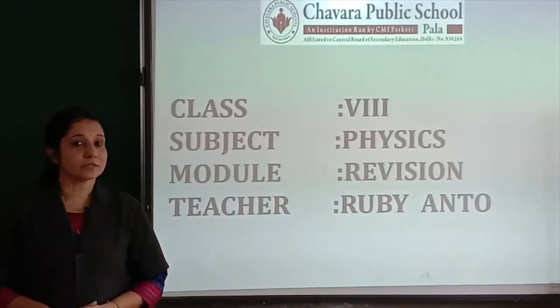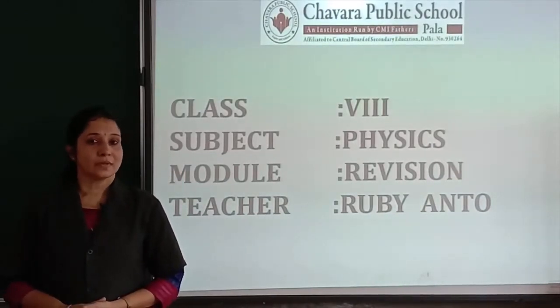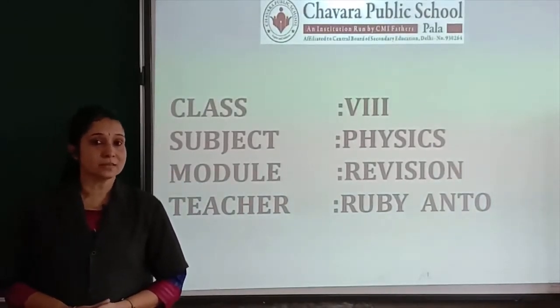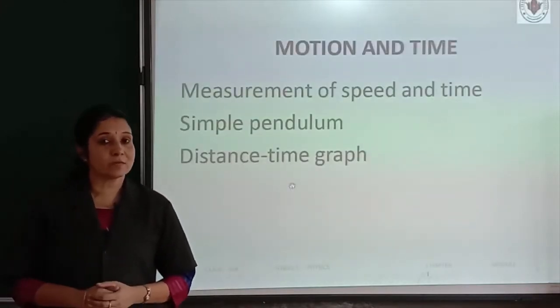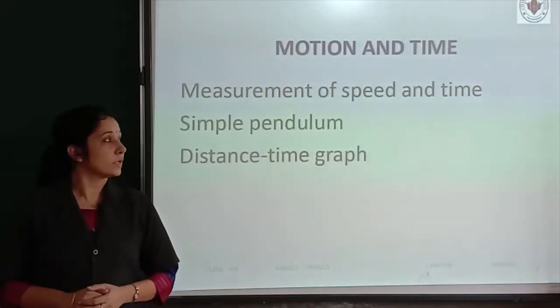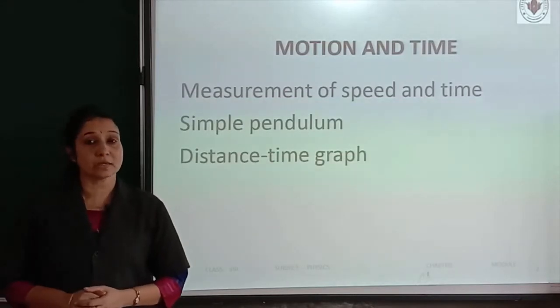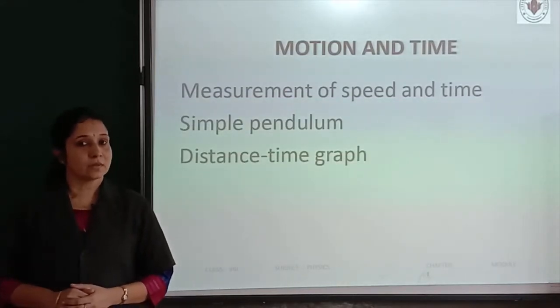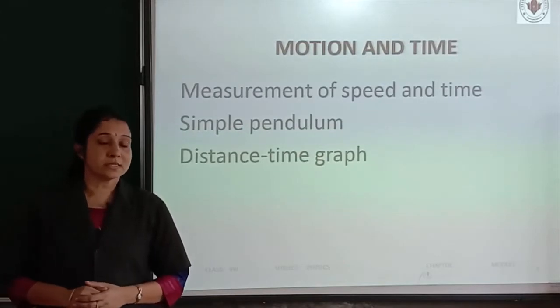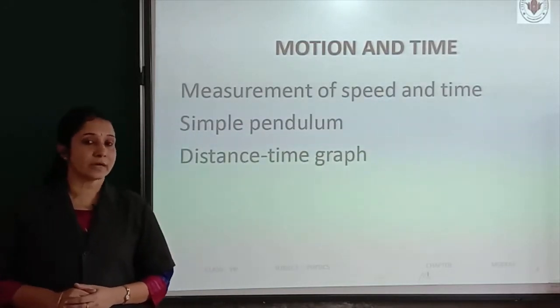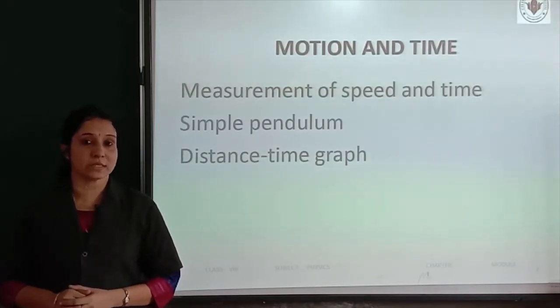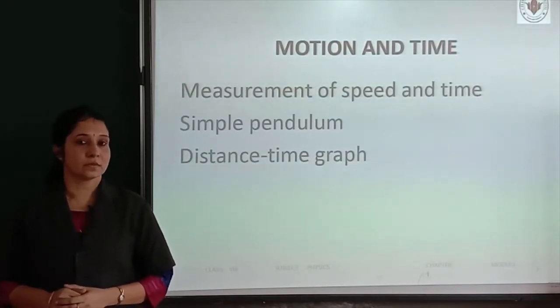Today we will be going with the revision module, and in the revision module we will be discussing some topics which you have already learned in class 7. So the first chapter of class 7 was motion and time, in which you have learned about the measurement of speed and time, simple pendulum and distance time graph. You also learned how to find the speed using distance time graph.